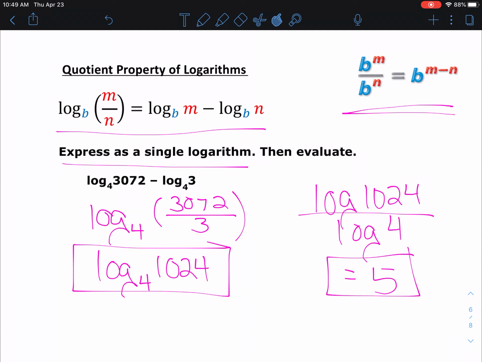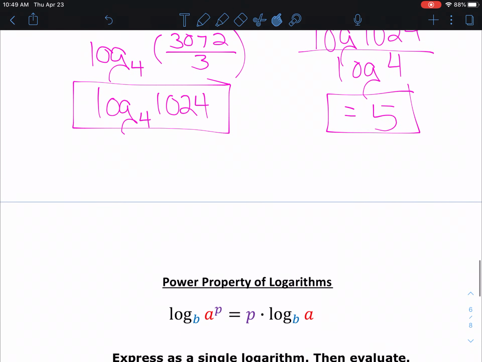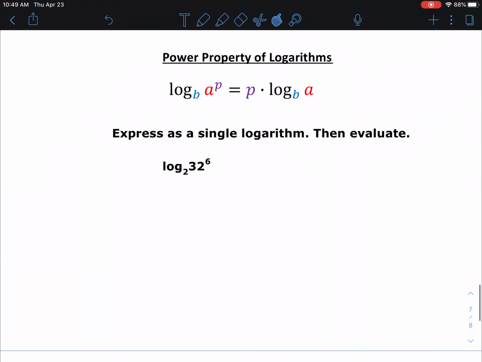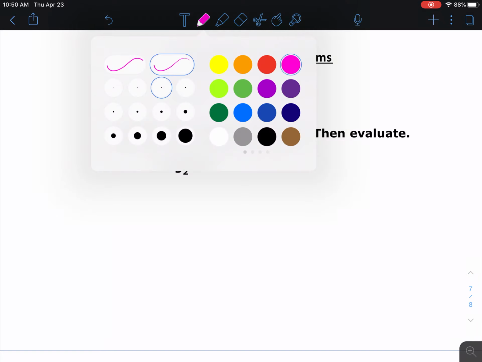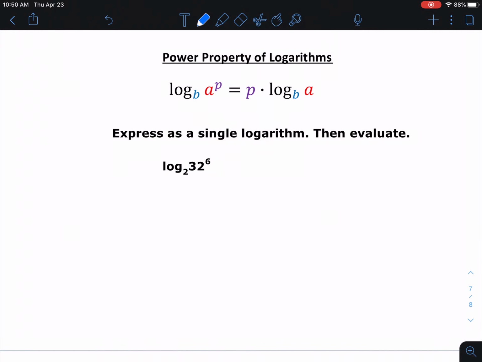All right, and then there's one other property called the power property of logarithms. And this really just says if you've got a power right here, an exponent, and this is kind of weird. If you have one of those, basically what it says is you can take it and move it to the front and just make sure it's multiplication. So you'll notice that P ended up moving in front of the rest of it.